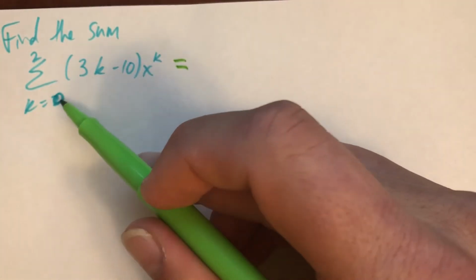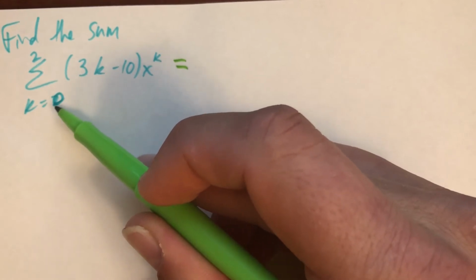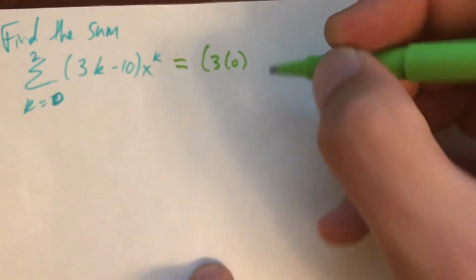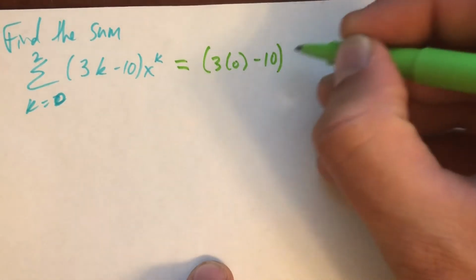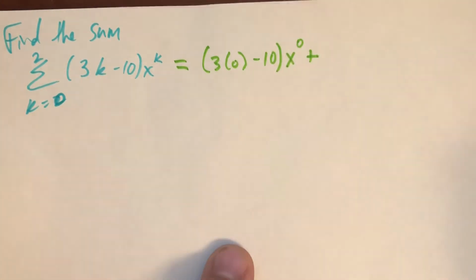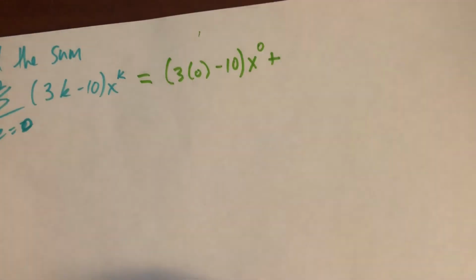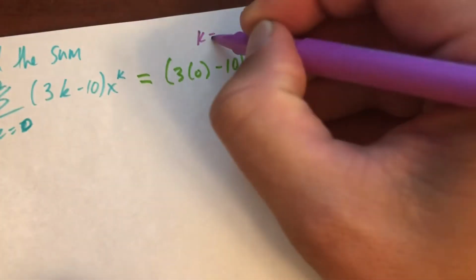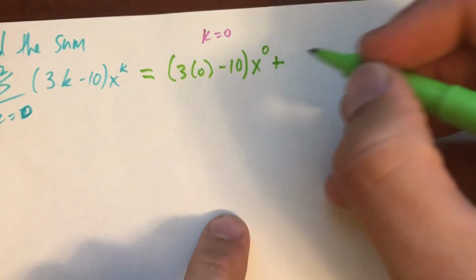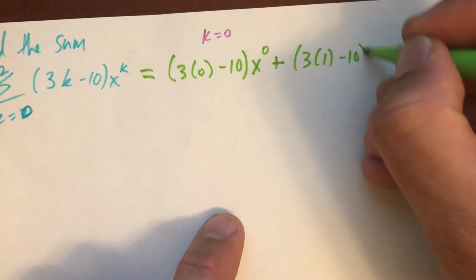So we're going to add this up where k equals 0, and then k equals 1, then k equals 2, right? So for k equals 0, we would have 3 times 0 minus 10, x to the 0. Okay, plus, so this was k equals 0. Maybe I'll write that in a different color. There's k equals 0. All right, so then we would do k equals 1. So we would have 3 times 1 minus 10.